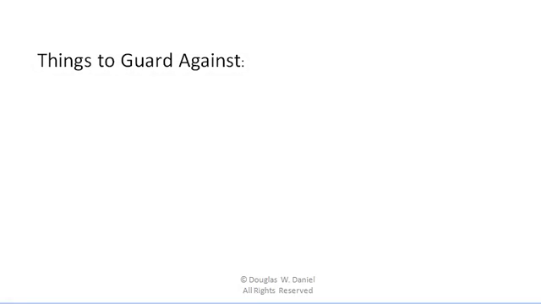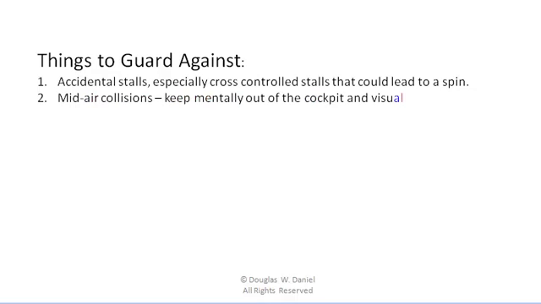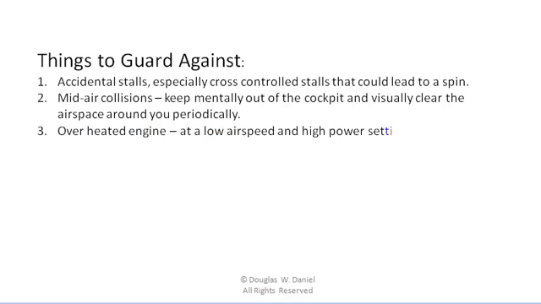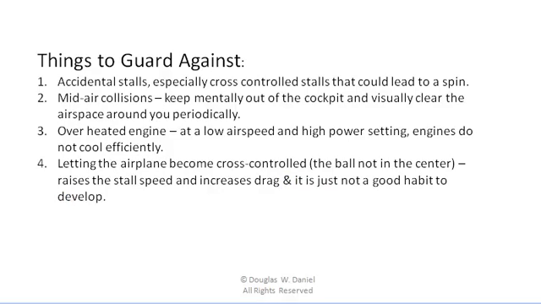Things to guard against: accidental stalls, especially cross-control stalls that could lead to a spin. Mid-air collisions. Keep mentally out of the cockpit and visually clear the airspace around you periodically. Overheated engine. At a low airspeed and high power setting, engines do not cool efficiently. Letting the airplane become cross-controlled, meaning the ball not in the center, raises the stall speed and increases drag, and it's just not a good habit to develop.